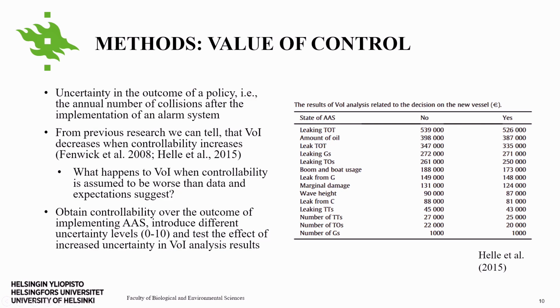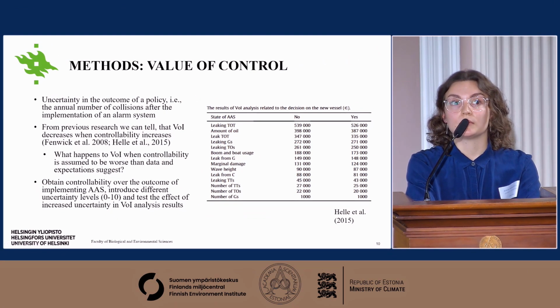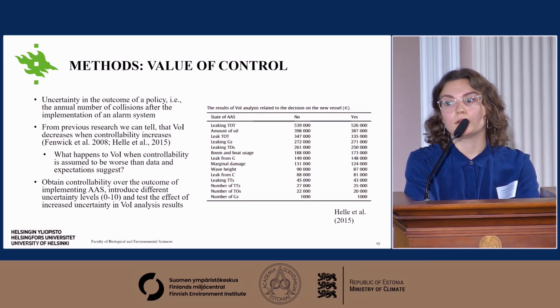And from the previous research, which has explored the possibility of perfect controllability and how that affects the value of information: if we have better control over the outcome that we want, then value of information decreases, because we don't need any more information since we already have a higher probability to reach the outcome that we want. So I wanted to explore what happens to the value of information when in real life we don't have the controllability that we assumed to have based on previous knowledge.